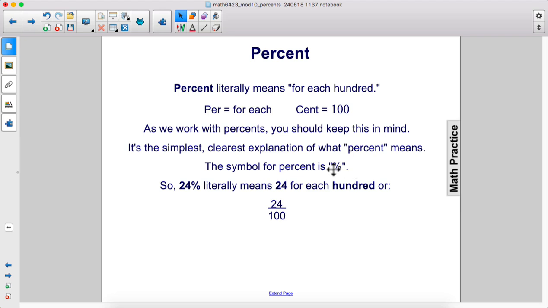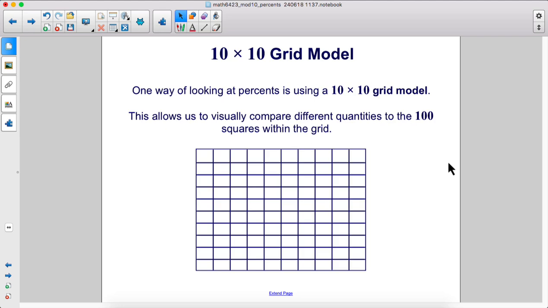The symbol for percent is this symbol here. So 24% literally means 24 for each 100, or 24 over 100. One way of looking at percents is using a 10 by 10 grid model. This allows us to visually compare different quantities to the 100 squares within the grid.